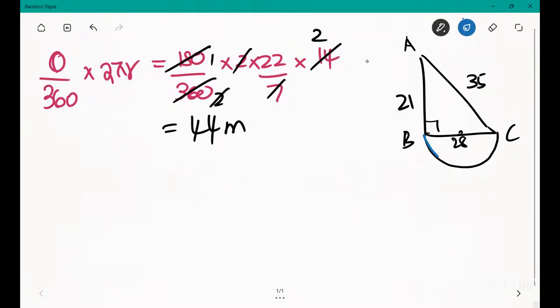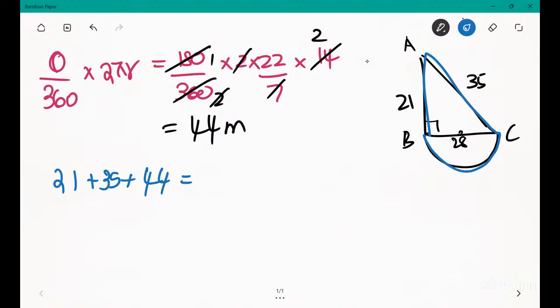So then you can add the perimeters now. So that's going to be 21 plus 35 plus 28. Oh my God, not 28, 44. 21 plus 35 plus 44. And here you'll get your answer as 100. 100 meters is the perimeter of the flower bed.